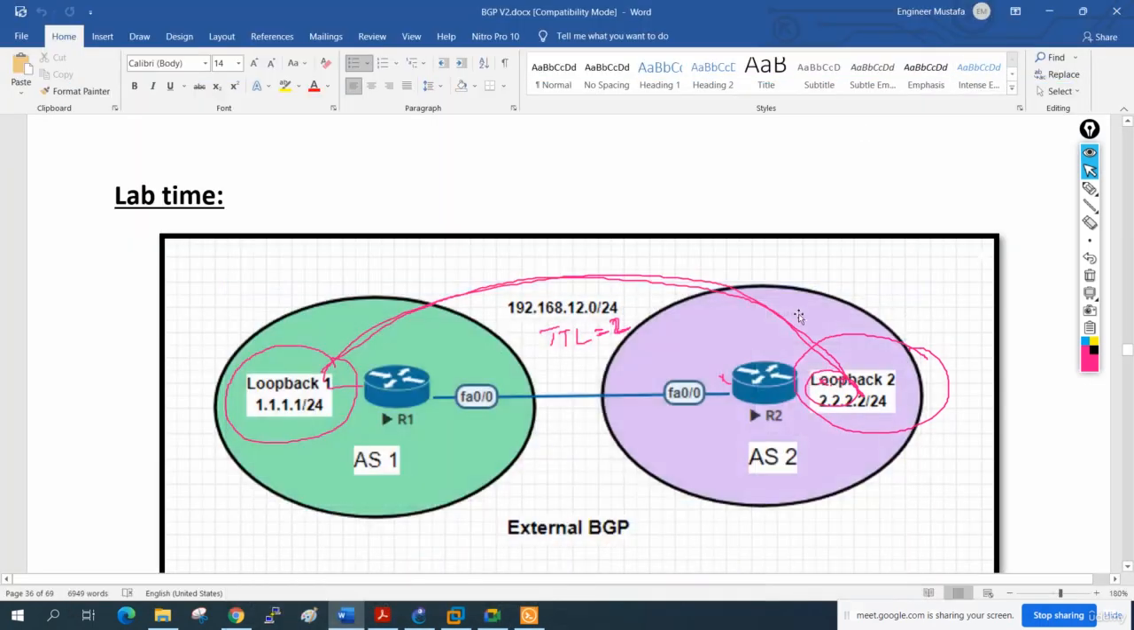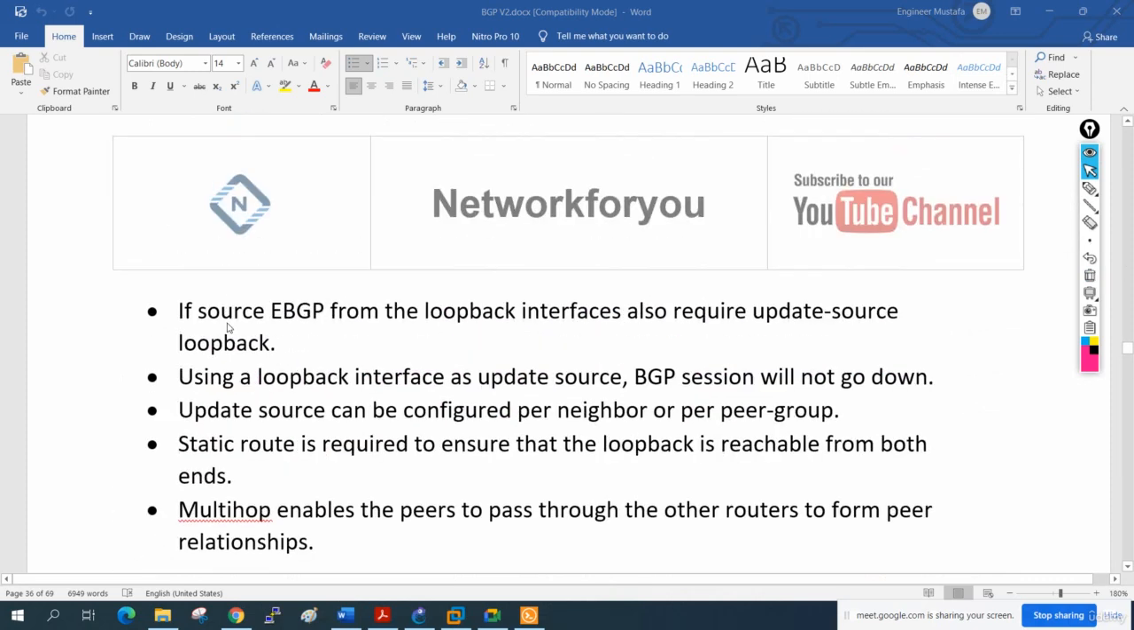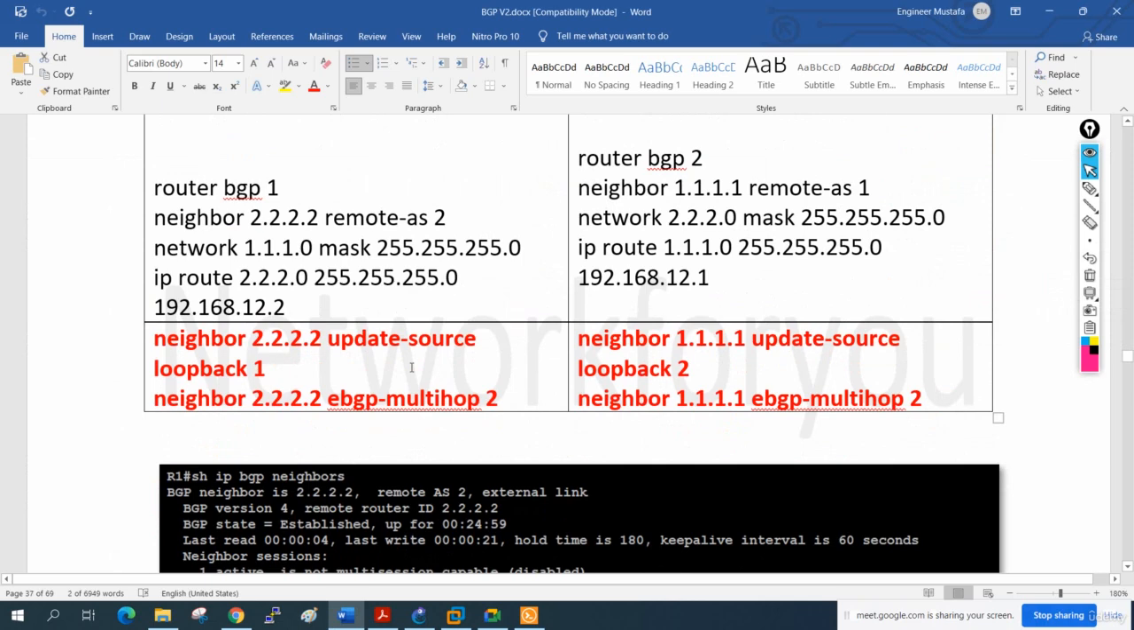We are going to have one more issue because we are forming the neighbor from the loopback. Whenever we form the neighbor from the loopback, BGP treats the physical interface as the source. So we will have the issue that it will not form the neighbor relationship. To overcome that, we need to run one more command, that is BGP update source loopback. If the eBGP source is from the loopback interface, update source loopback is also required. So we need to run this one more command. In simple terms, whenever we configure this, we need to type these two additional commands.